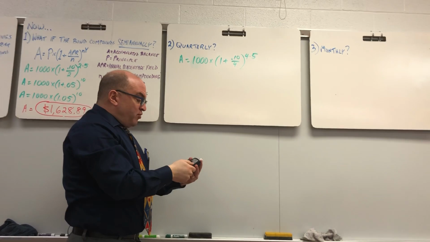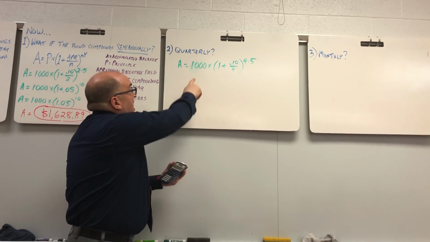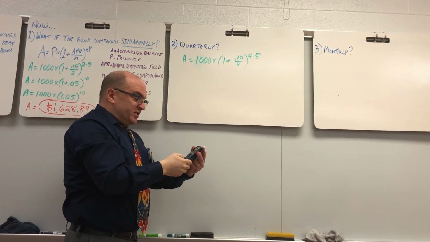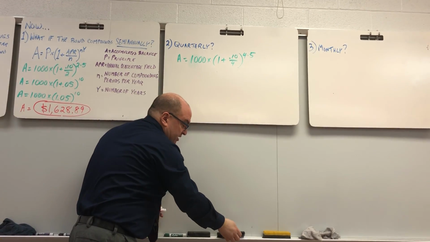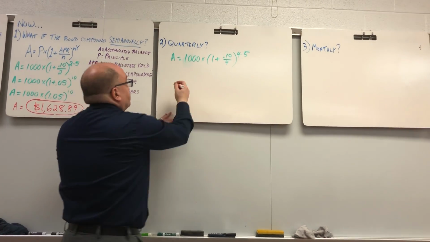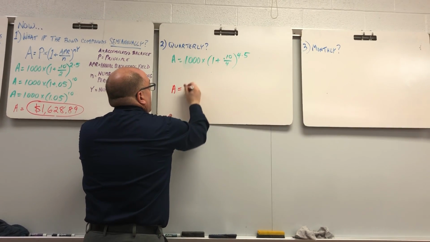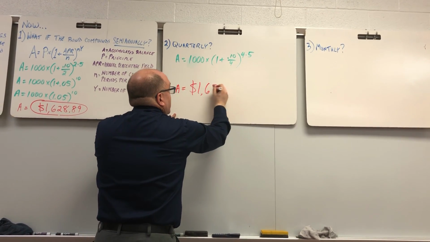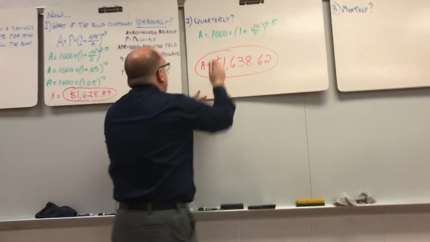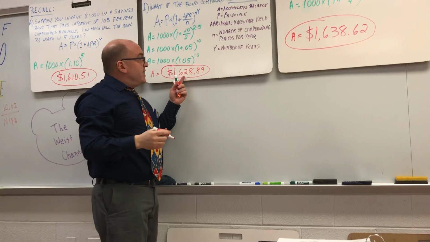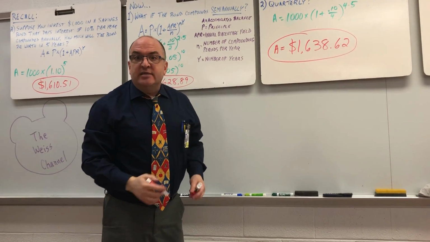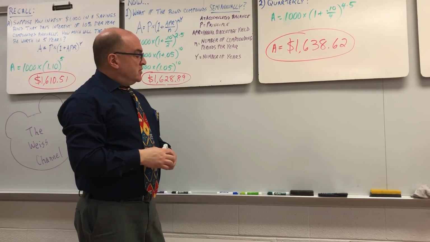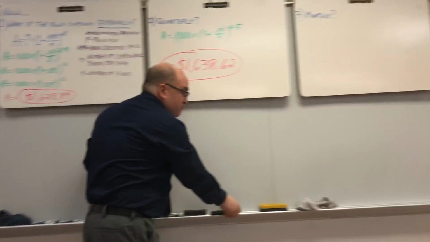And that gives me 1.638. And I'm going to now do times 1,000, and that equals 1,638.62. Do you see that going to compounding quarterly instead of semi-annually, it's another $10. I'm not going to sneeze at $10. Take it. Okay? What about monthly?